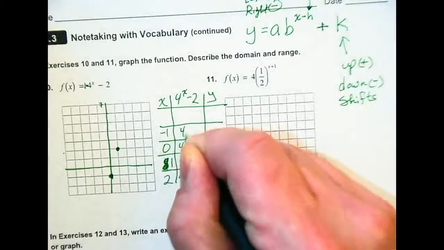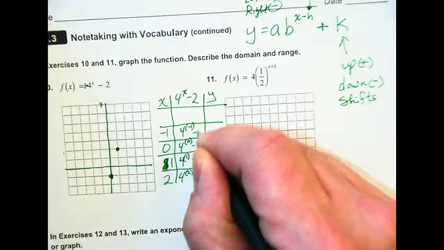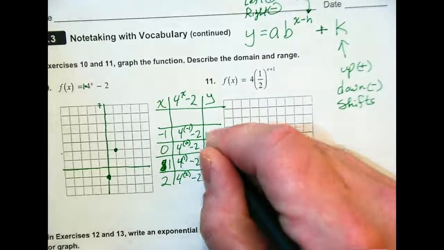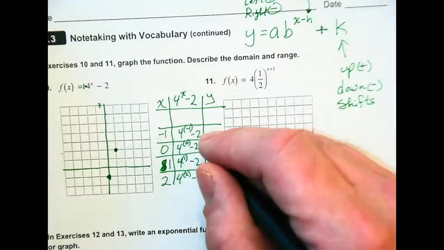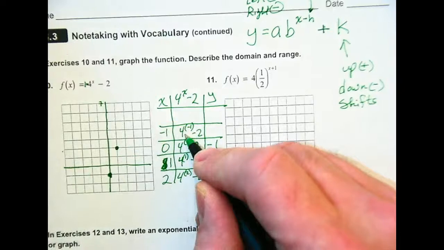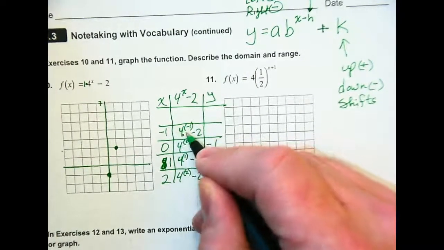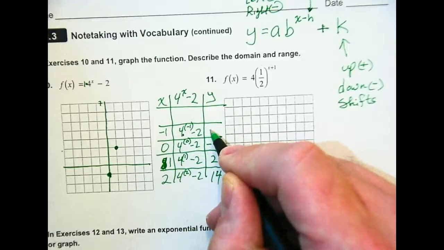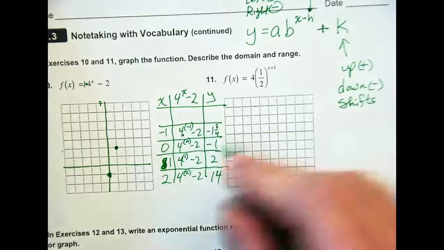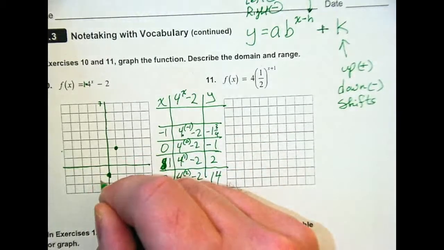What we could do, 4 to the negative first is 1/4 minus 2. If you're at 1/4 and you subtract 2, you're at negative 1 3/4. Negative 1 3/4. Okay, so at negative 1, I'm at negative 1 3/4, which is right there.